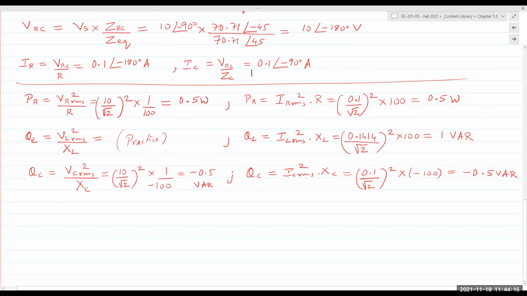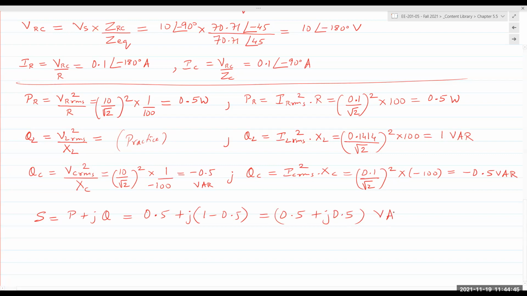So if you add up PR and QL plus QC, total power in the circuit, P plus JQ, is 0.5 watts plus J, 1 minus 0.5, which gives you 0.5 plus J 0.5. This would be VA, volt ampere, the total complex power in the circuit.